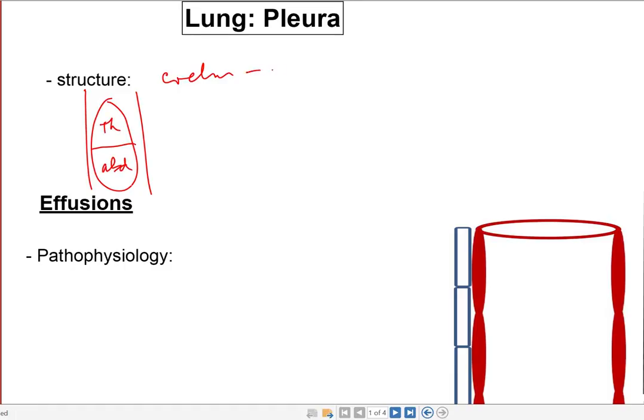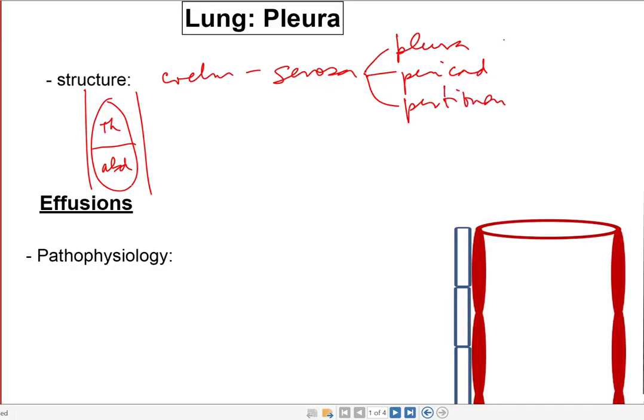So in clinical medicine grossly we call these the serosa. And the serosas, obviously there are three major serosas. There's the pleura, which we're going to talk about today, there's the pericardium, and then there's the peritoneum. And each of these is important because these are the sites that weep and give rise to effusions.